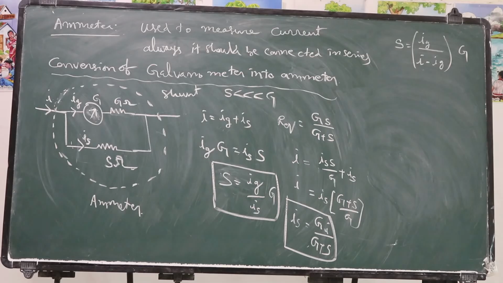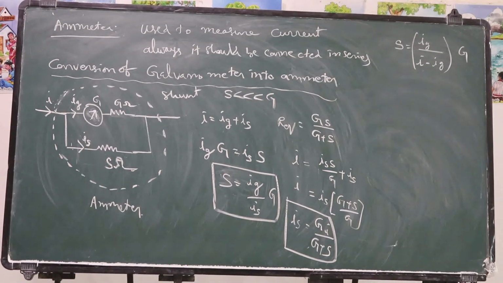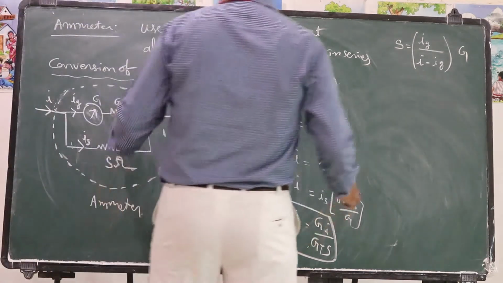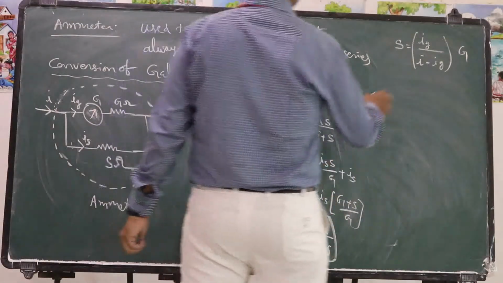Sometimes they may ask you to find the current passing through the shunt. What is the shunt required? All those things they will ask. You have to calculate them using those formulae. Now, I would like to find the range of this galvanometer, which is converted as ammeter.